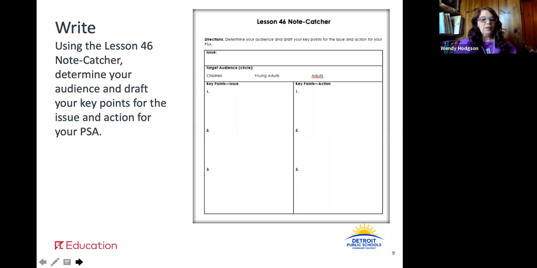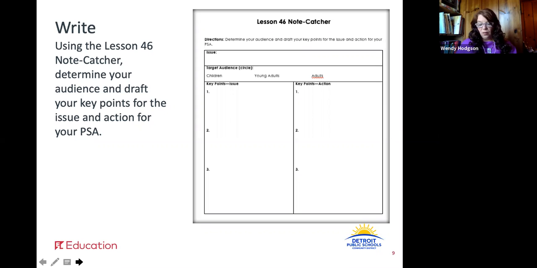So you want to use the article you've chosen and everything that you've learned and your own beliefs and attitudes, but you've got to have some evidence. You can't just be making it up, right? We all have strong opinions, but we want some evidence in this public service announcement. So I'd like you to be able to point out key points about the issue and then key points about action. So I'm going to give you an example. I don't want to see 10,000 examples of my example, but I want to give you something to get started with.